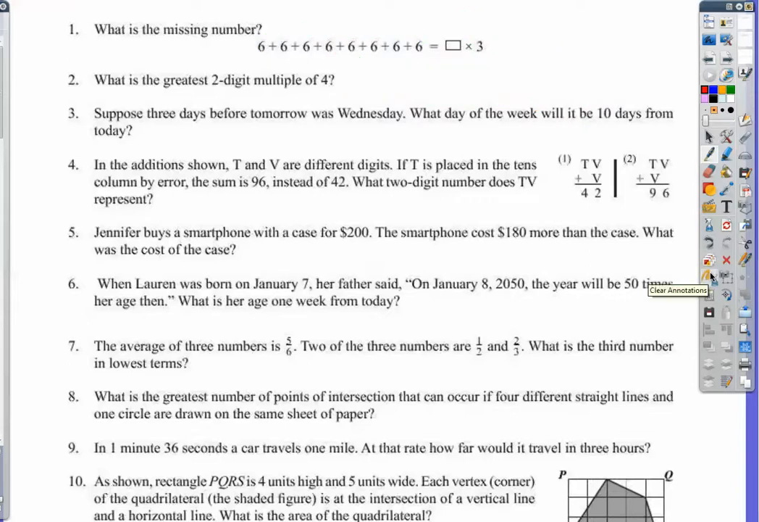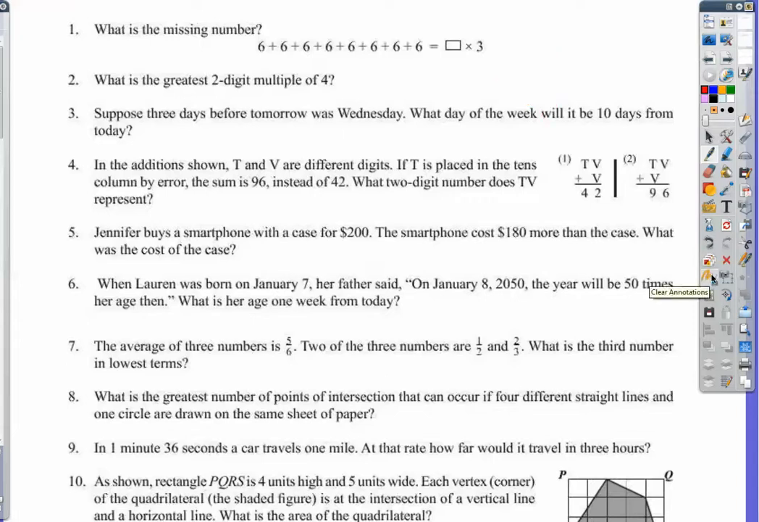All right. For number 2, what is the greatest 2-digit multiple of 4? Well, I know that 4 goes into 100 evenly because 4 quarters is $1. 100 divided by 4 is 25. So that is the smallest 3-digit multiple of 4. And so the largest 2-digit multiple of 4 is going to be 4 less than that. So then it's just 96.